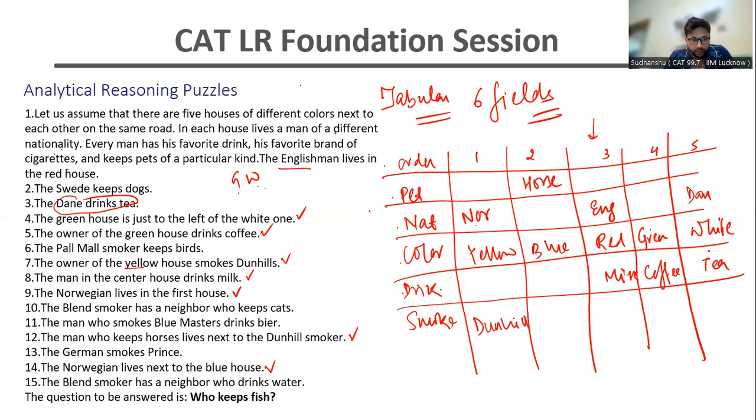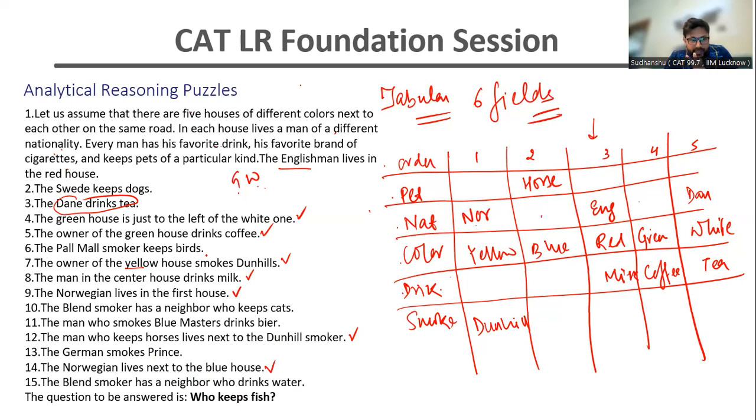Now, the Blend smoker has a neighbor who drinks water. The German smokes Prince. I don't know who the German is. Can be here, can be here. Now, the Pall Mall smoker keeps birds.